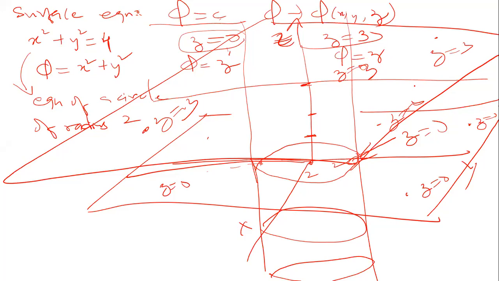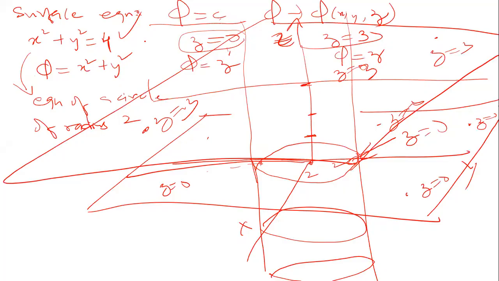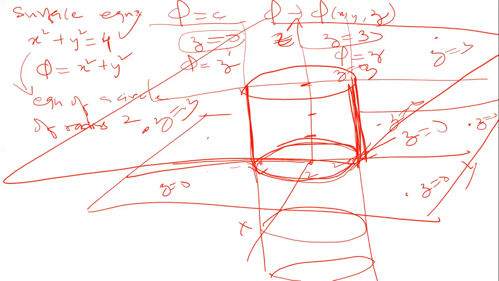So you have one infinitely long cylinder of radius 2. You have two planes, z equals 0 and z equal to 3. And what is the surface? Here the question says, taken over the region bounded by these three surfaces. Okay, so that means you have one surface and you have another surface here. So the region which is bounded by these three surfaces will be over this. I hope you can capture what I'm trying to convince you here.